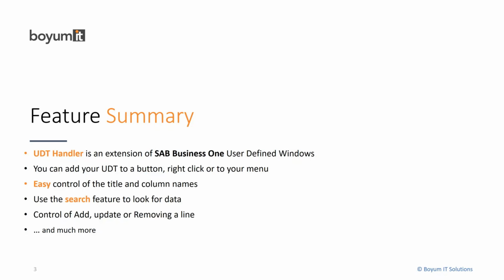You can choose your own title for the window, and move columns around the way you would like to have them displayed. The user experience is so much friendlier than it is in SAP Business One. You don't have to access the user-defined table under Tools, User-Defined Windows. You can create a button and have access right at your fingertips, or you put it in your menu.